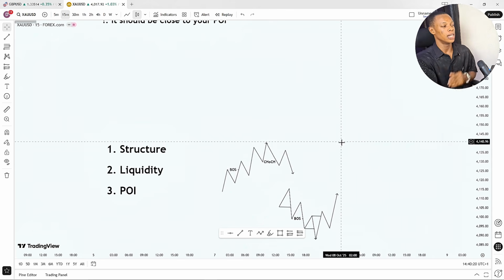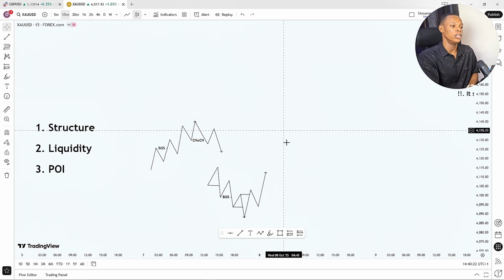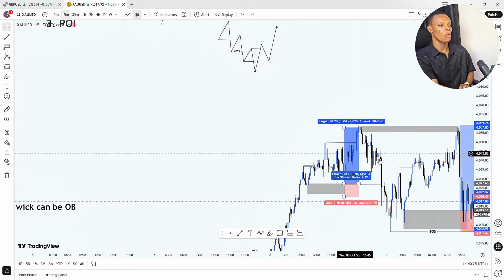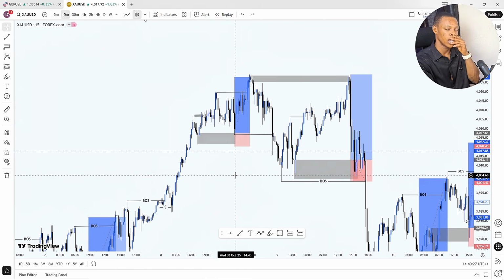Then let's go on. Now, how do I go about this every single time? Once I go to the market, the first thing I do is go to the higher time frame.